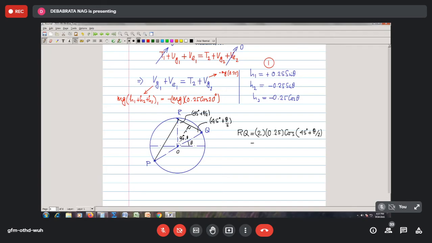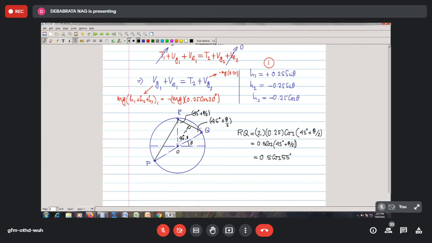It will become 0.5 cos of 45 degree plus theta by 2. Okay? So you can calculate this RQ when theta is equal to 20 degree. For theta equal to 20 degree, it is going to be 0.5 cos 55 degree. So you can very easily calculate this one.